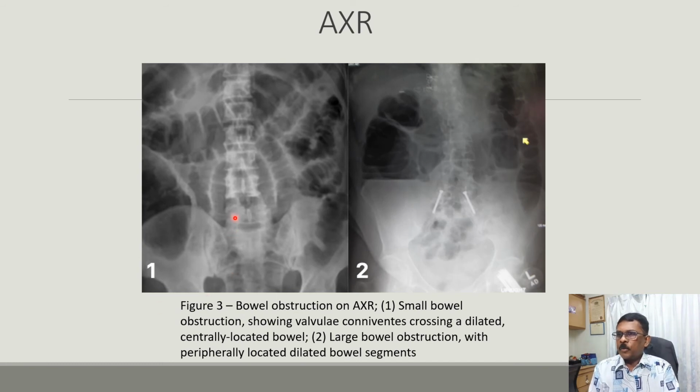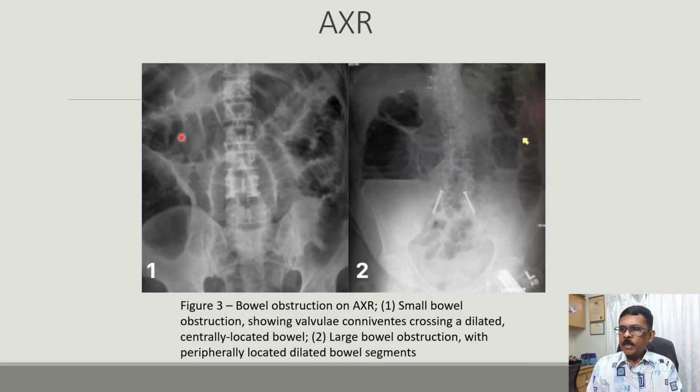Okay, these are the two diagrams I would like to show you. This is a small bowel obstruction. This is small bowel. This is the valvulae conniventes, I was telling you, which cross throughout the transverse length of the small bowel. And this distended bowel is located in the center of the abdominal cavity. These are large bowel, located in the periphery, distended large bowel. And these are the haustrations, which do not cross completely wall to wall in the large intestine.